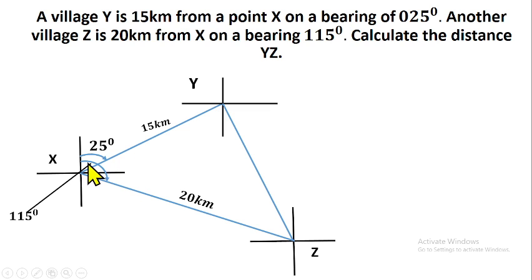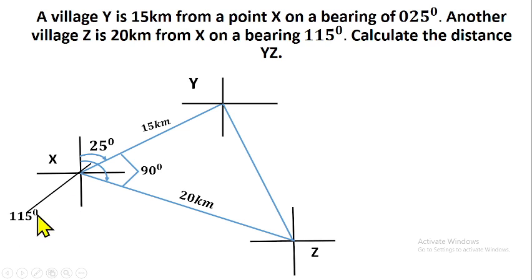Okay, let's see. If from the north to this line here is 115 degrees, and from the north to this line here is 25 degrees, we are looking for the angle from here to here. That should be whatever you have from here minus whatever you have from here, because the angle you are looking for is from this point to this point, which is inside the triangle. So you have 115 degrees minus 25. That will give us this angle here, and that will give us 90 degrees.